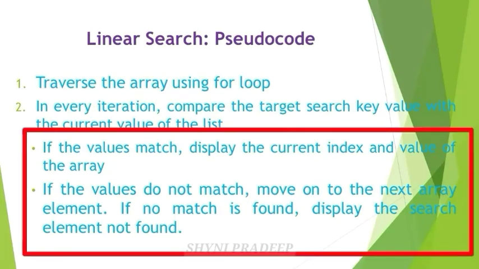There are two cases. If the values match, display the current index and value of the array. Next, the second case is, if the values do not match, move on to the next array element. If the values do not match, we go to the next element in the list. So we will continue our search until the end. Third point, if no matching element is found in the list, it displays in the output that the search element is not found. This is about linear search.